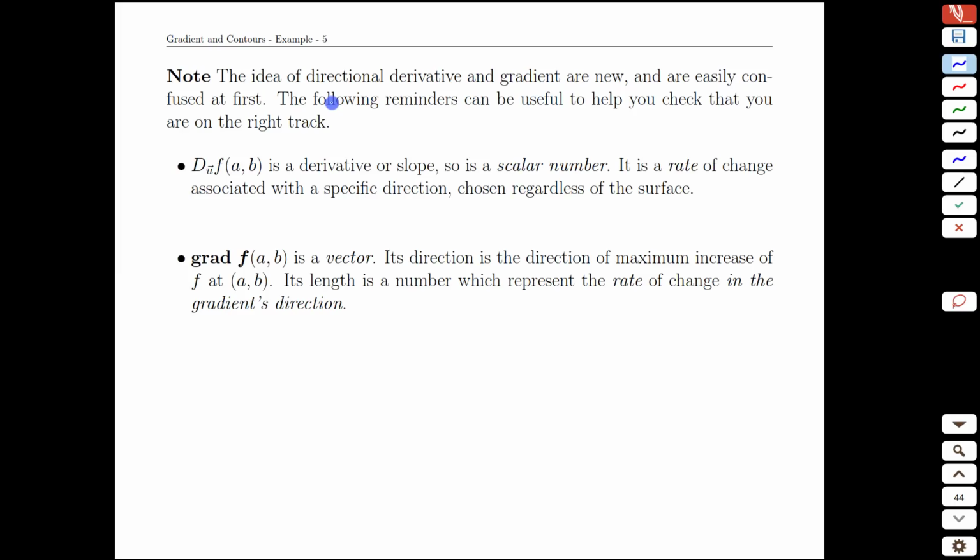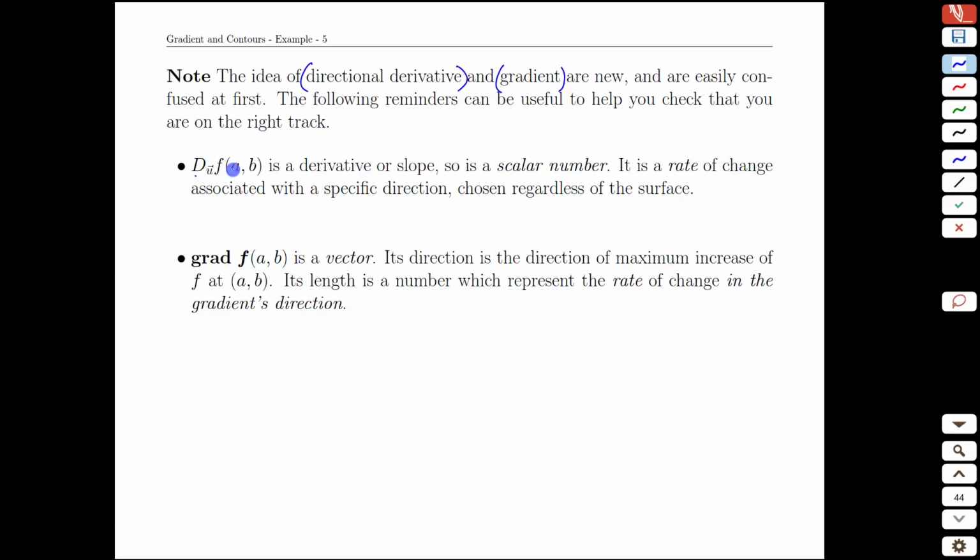As a wrap up for this collection of videos, there's an important distinction, and it's easy to get confused because of the two new concepts that were introduced almost at the same time. One concept is the directional derivative, and the other related one is the gradient. So if you can keep their purposes and their meanings distinct in your mind, it'll make life a lot easier.